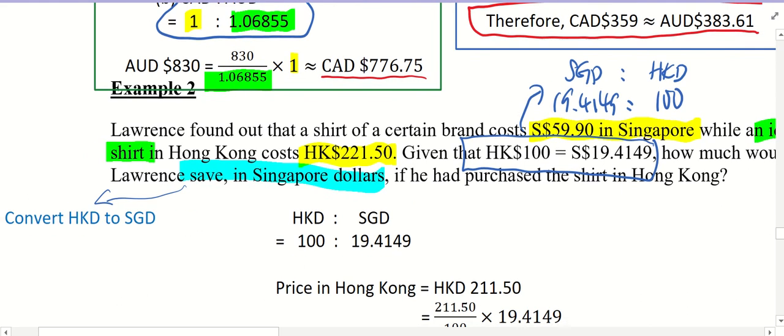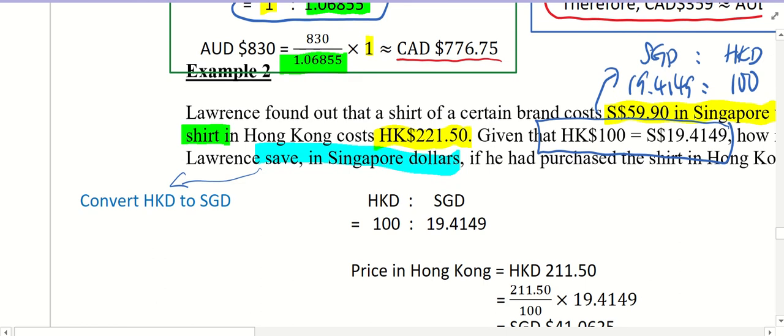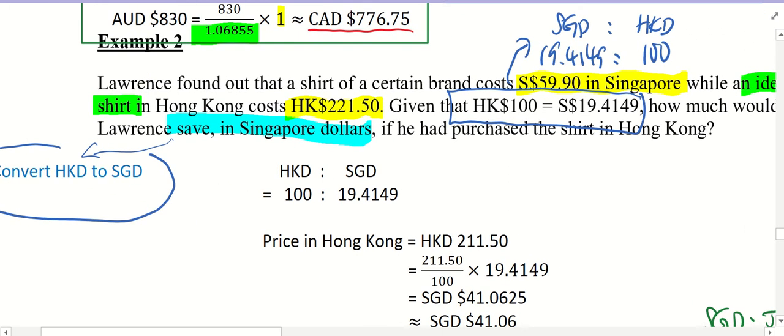How much would Lawrence save in Sing dollars if he purchased the shirt in Hong Kong? So this statement here gives you a hint that it is cheaper in Hong Kong than Singapore. So you can kind of check your answer using this knowledge. I highlighted this statement here, save in Sing dollars. That means we are interested in finding the savings in terms of Sing dollars. So this gives us a hint that we should actually convert from Hong Kong dollars to Sing dollars and not the other way around. We need to work everything in terms of Sing dollars. So let's dive into the solution.